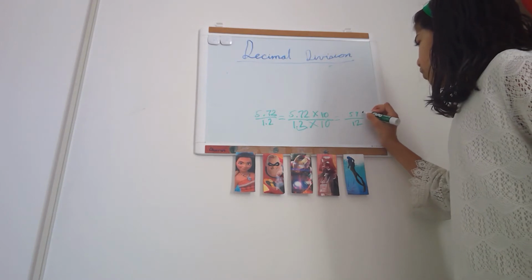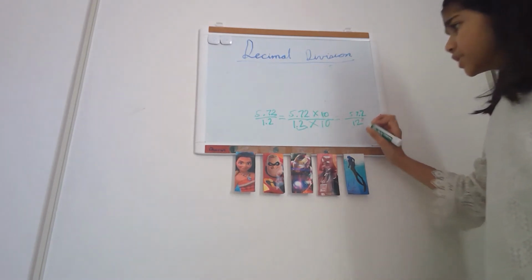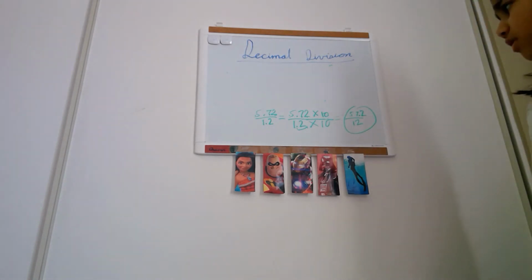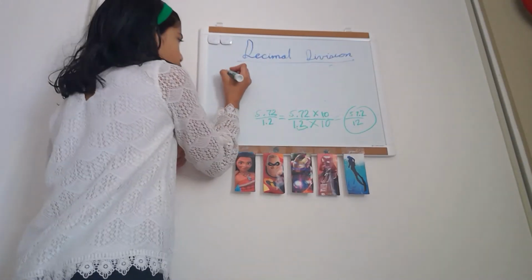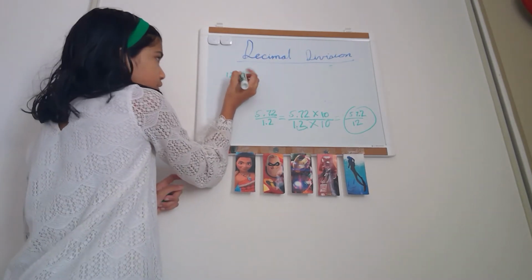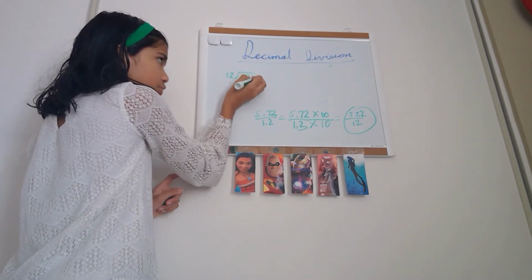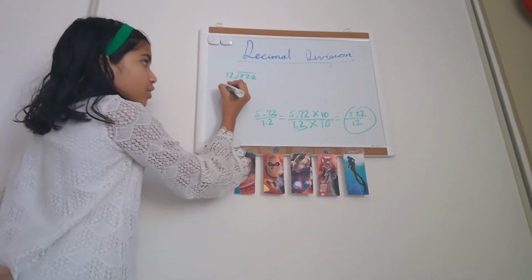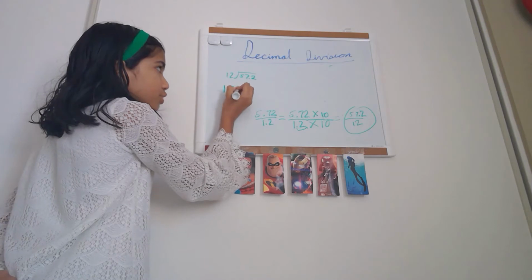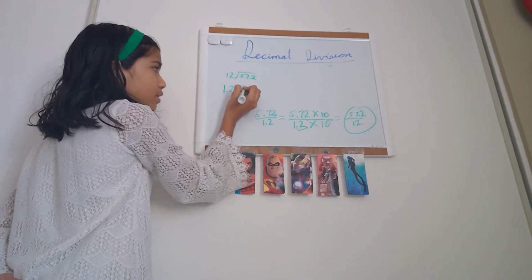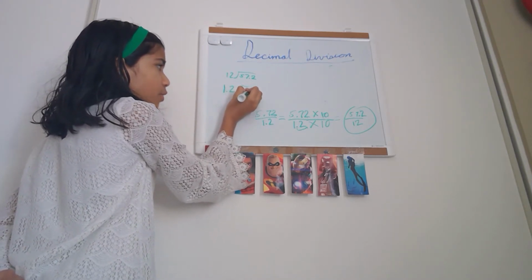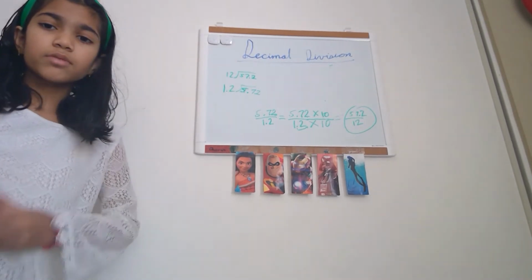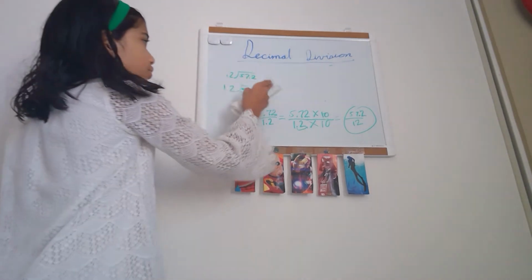So if you're dividing in this form, like 12 over 57.2, it's the same as dividing it as 1.2 divided by 5.72. So it doesn't have a big difference. Now we will do some sums and I'll go over them for you.